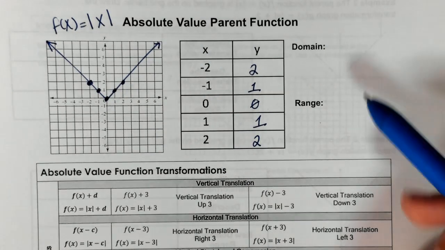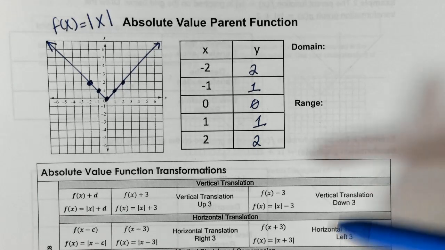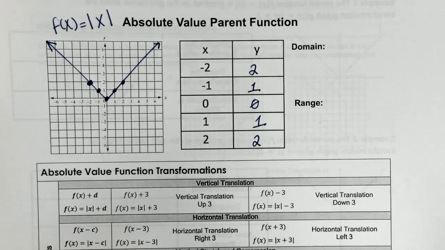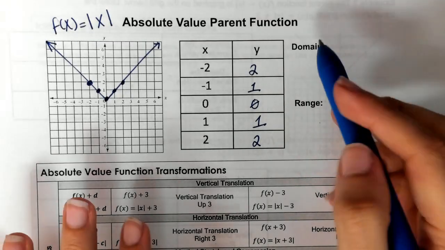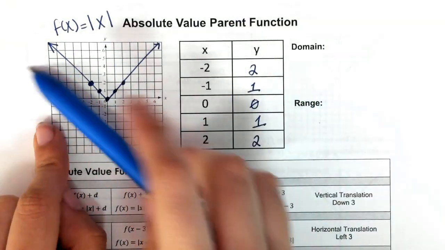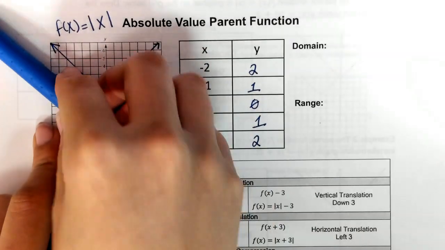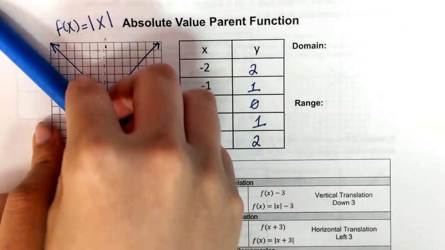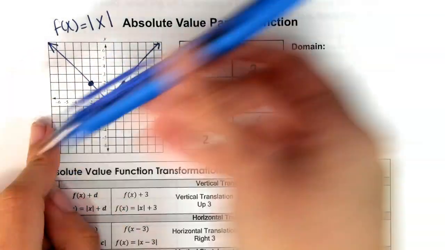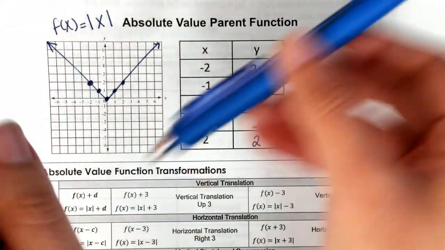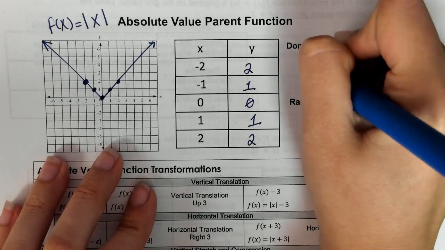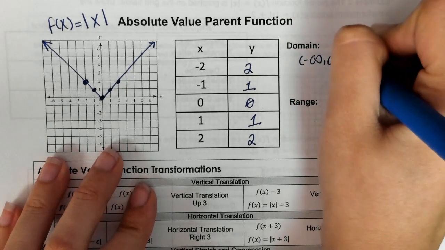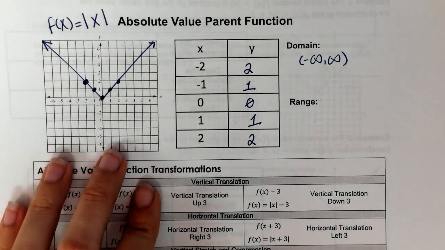Now let's talk about the domain and range of my absolute value parent function. I'm going to use interval notation for my domain and range. First off, for my domain, I can see that it goes forever to the left, towards the negatives, and forever to the right, towards the positives. If it goes forever in both directions, remember, we say the domain is from negative infinity to infinity. So that's it in interval notation.